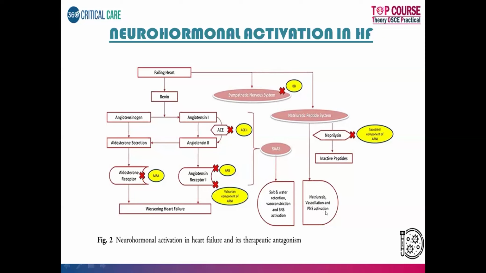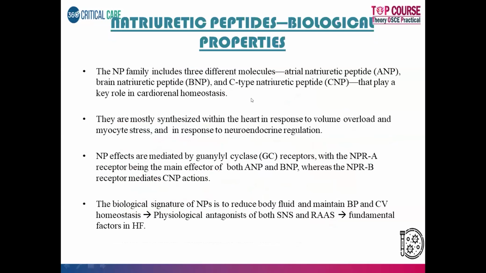Okay. Now, if you see the action of ARNI, so ARNI contains two important things, the sacubitril and the valsartan. So valsartan is nothing but an ARB. So basically it acts on this angiotensin receptor 1. And sacubitril is nothing but the inhibitor of this neprilysin. Okay. So basically this ARNI acts on two important pathophysiological systems. One is the RAS and one is the natriuretic peptide system. Okay, so you need to understand this diagram.